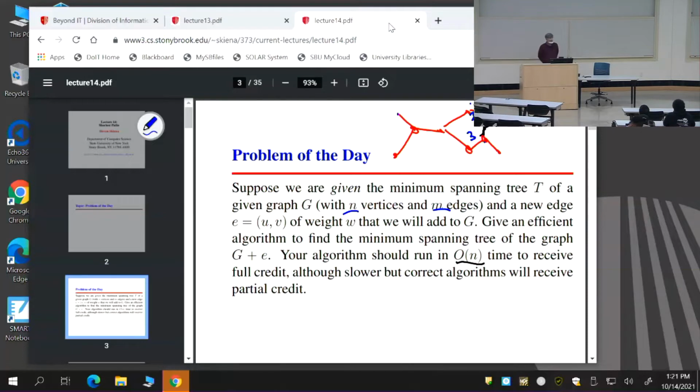How do I find what are the edges on the cycle and what the biggest one of them is? I'd like to do that in order n time. Okay? Any ideas how I can do that? Yes? You're saying do a depth first search excluding that edge, and what?